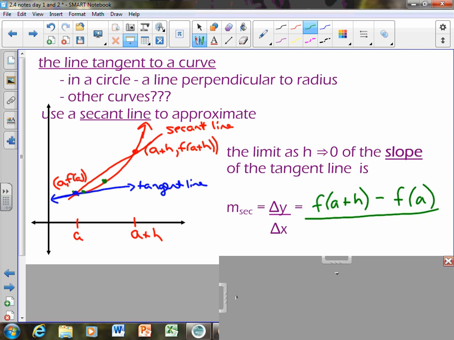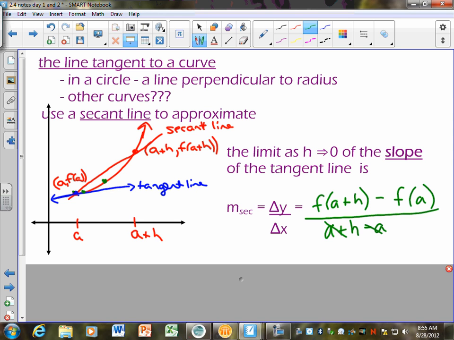and if I subtract my x values, this x value from this x value, I'm going to get a plus h minus a. That should be vaguely familiar to you when we talked about instantaneous rate of change, because that's exactly what we were doing with the instantaneous rate of change. We just didn't talk about being a tangent line very much. So every time, it will just be h on the bottom. Do you agree with that?